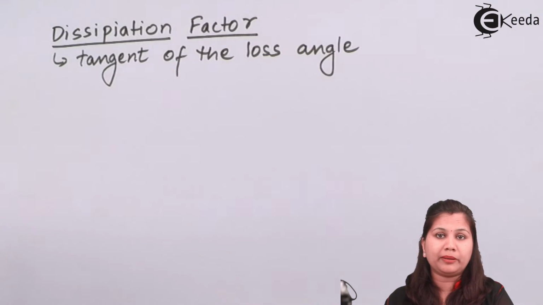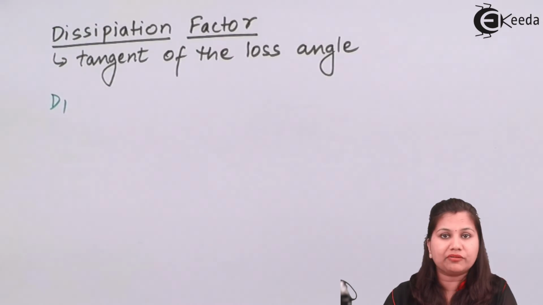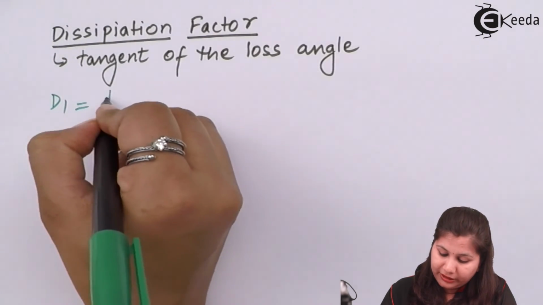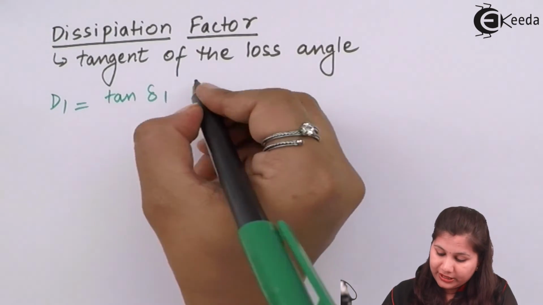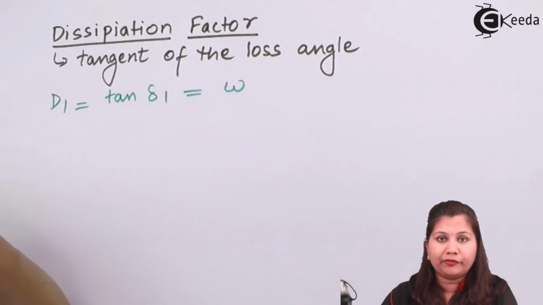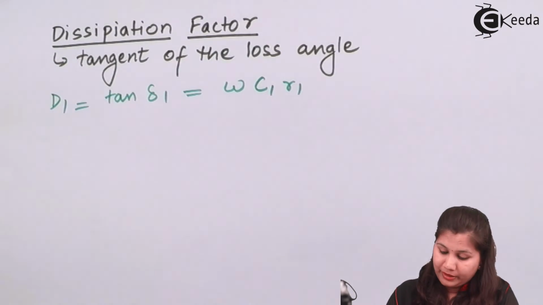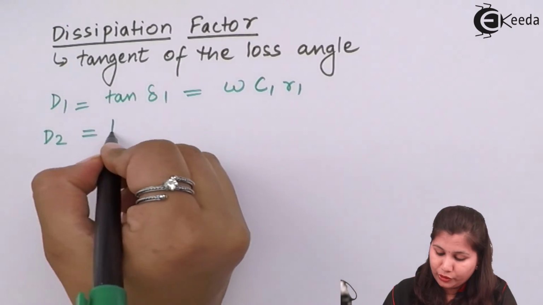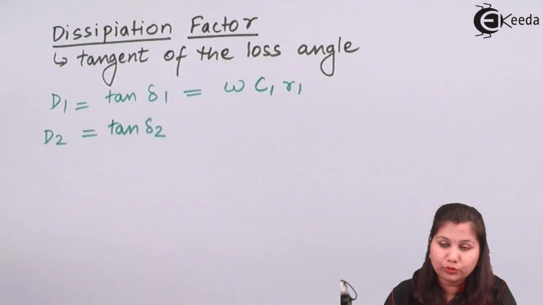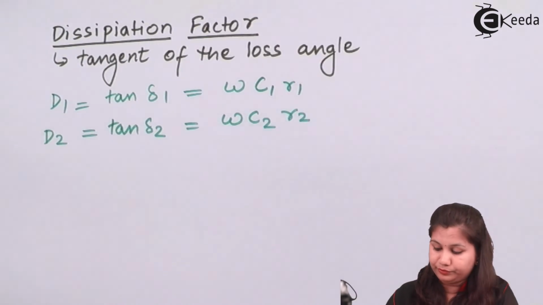So as I've said, this dissipation factor is defined as the tangent of the loss angle. If we measure the dissipation factor for the two capacitors C1 and C2, for C1 we are having dissipation factor D1, which will be the tangent of the loss angle, that is delta 1, or we can say it is defined as omega C1 R1. Similarly, D2 is the dissipation factor for the capacitor C2, so it will be the tangent of delta 2, or it will be omega C2 R2.